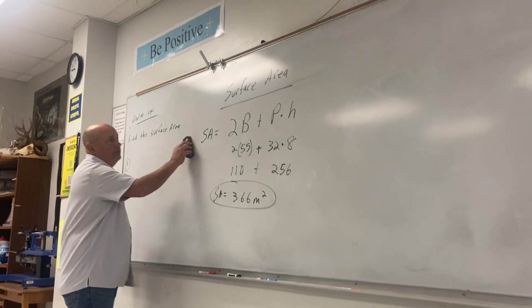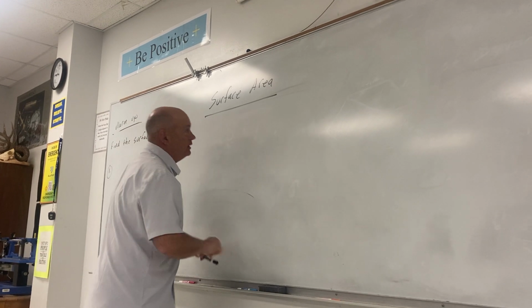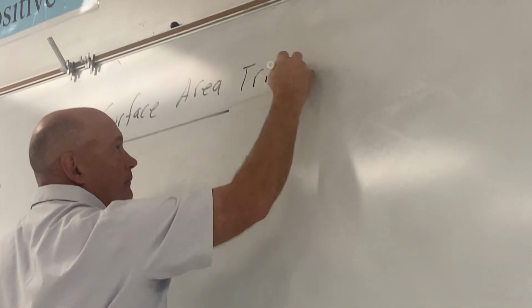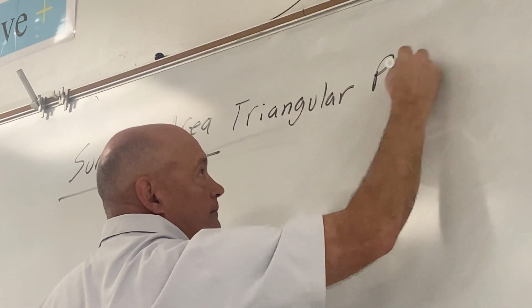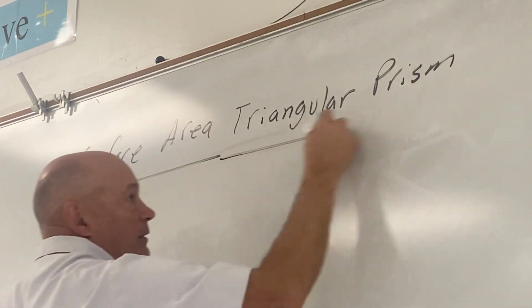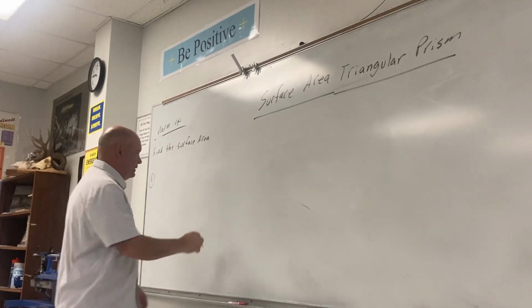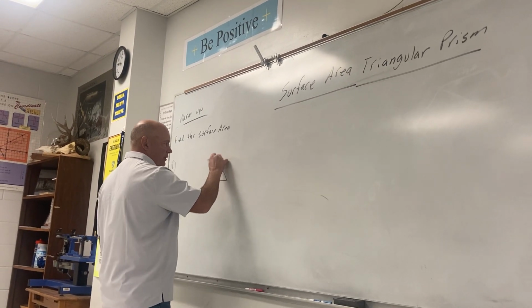All right, today we're going to talk about surface area for triangular prisms, which means we are going to have a triangle on the ends, like this. These are hard to draw, but I'll try.